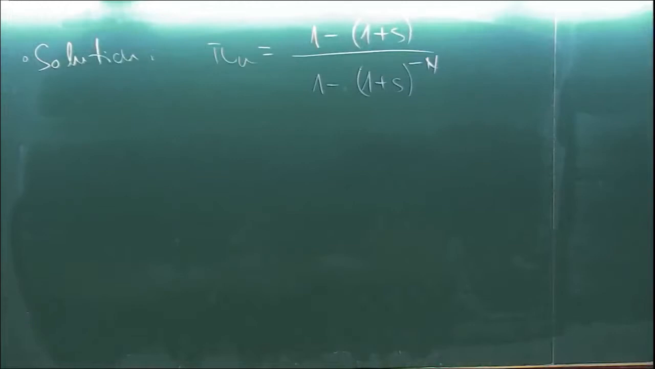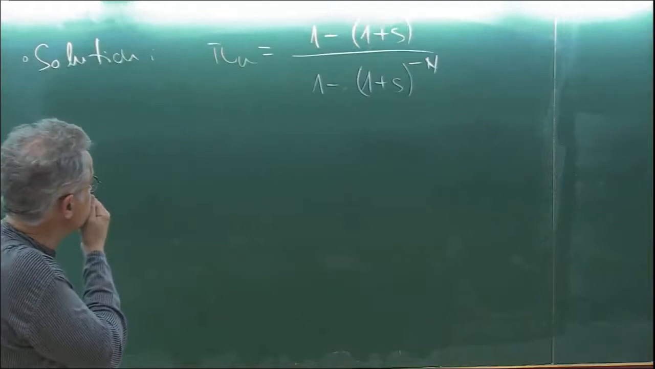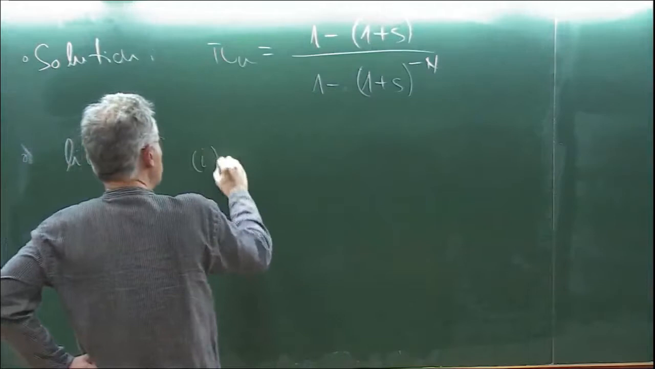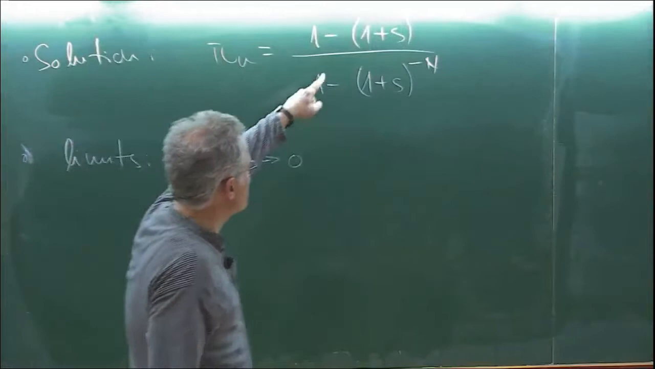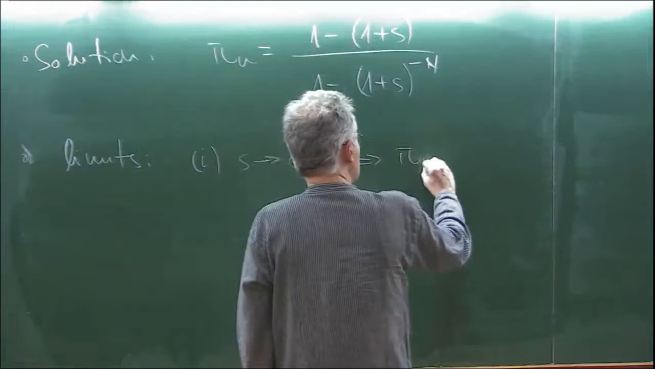So let me discuss some limits. So one limit is, of course, that we have to recover the neutral result. We can take S to zero. For S to zero, you have to do a little bit of work because both the upper and lower part vanish. But what you can easily convince yourself is that we recover the neutral result, as it should be.